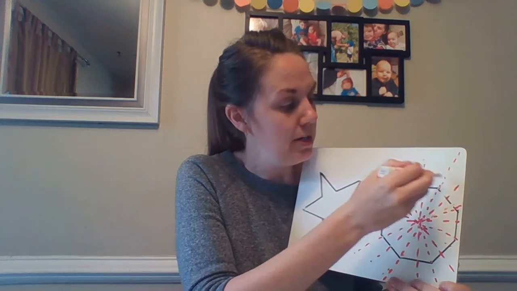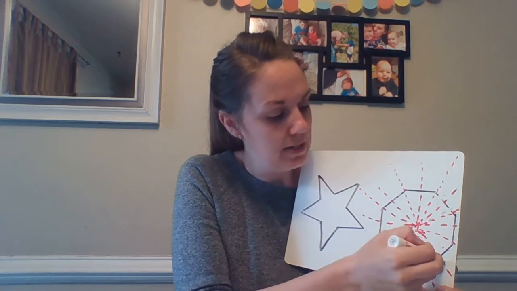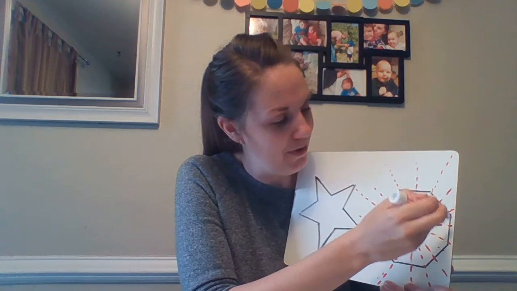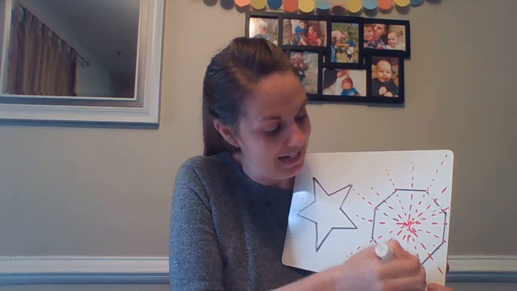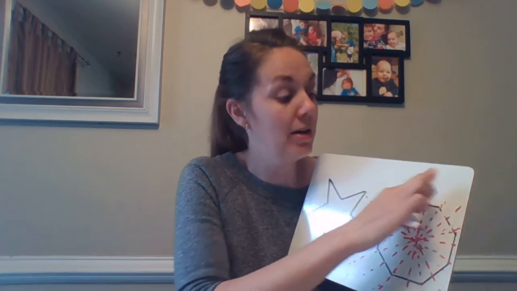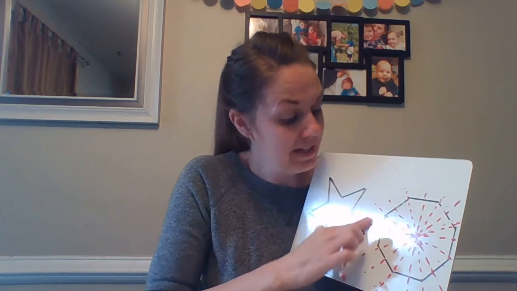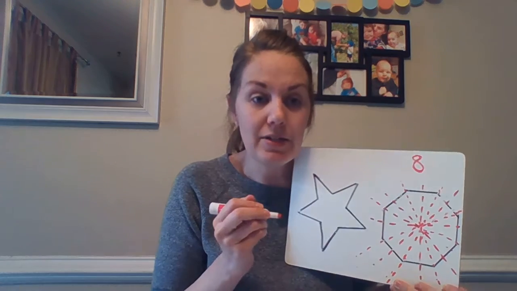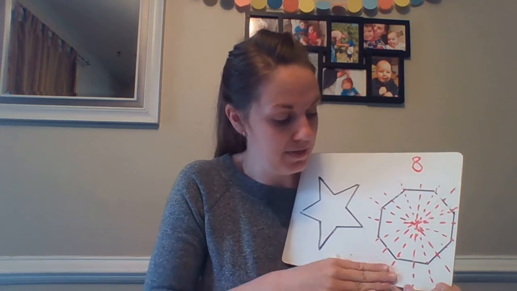So we would have 1, 2, 3, 4, 5, 6, 7, 8, 9, wait, 1, 2, 3, 4, 5, 6, 7, 8, and then I'm back to the same line of symmetry. 8 lines of symmetry for my octagon. Now, coincidence? I think not. How many sides does an octagon have? How many equal sides in this case? 8, right? So it creates 8 lines of symmetry.